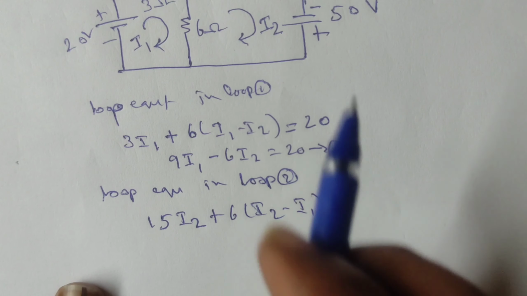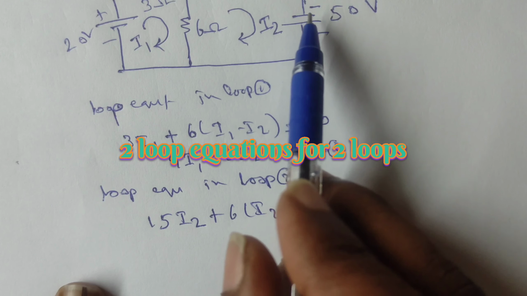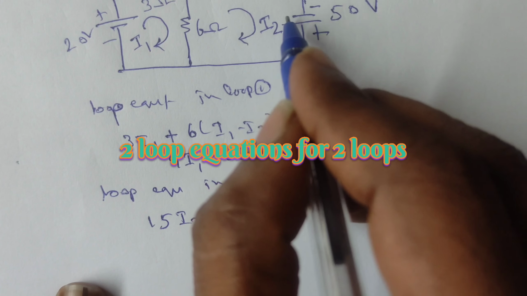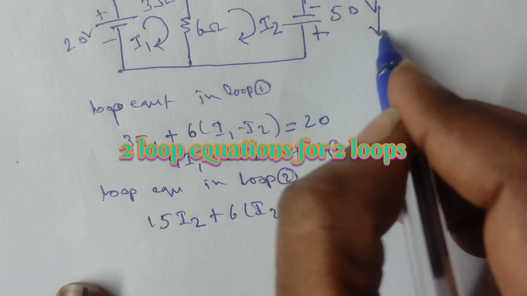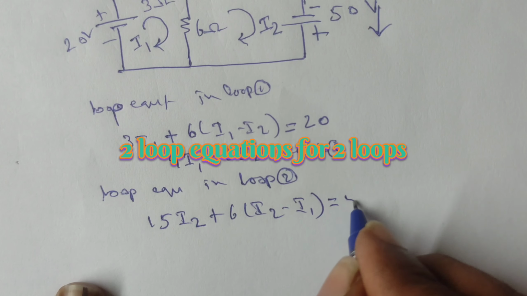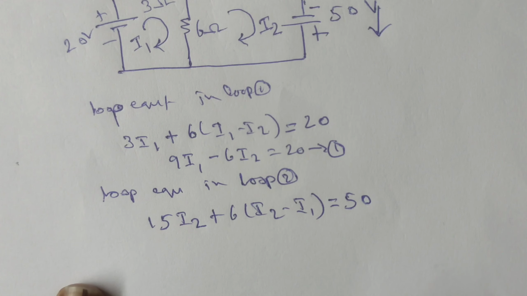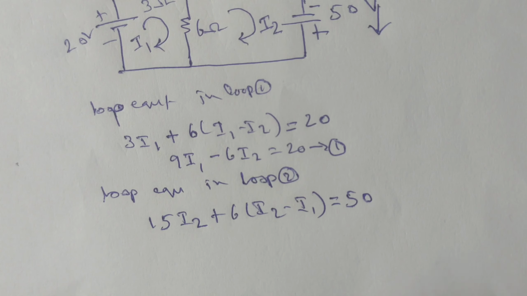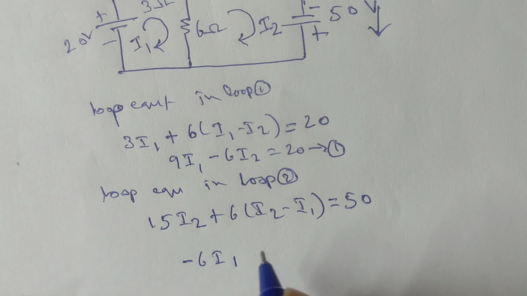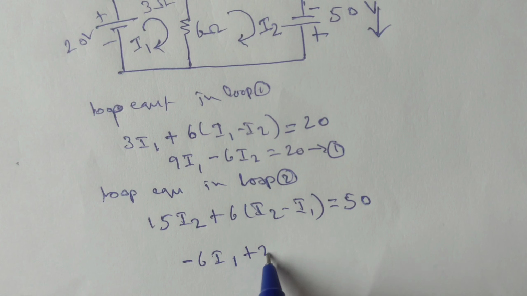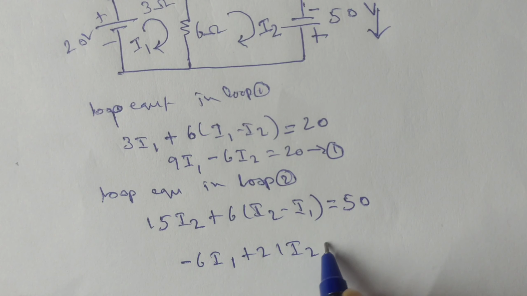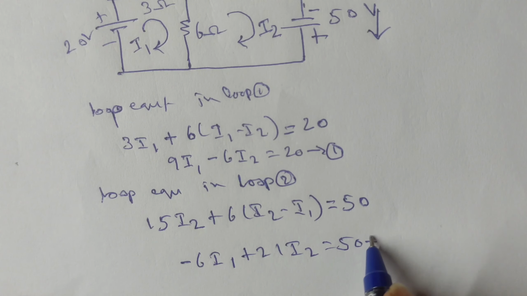Since here we have a source also, and the source direction is negative to positive, like the assigned direction, I am taking that as a plus value. Now after simplifying it, we get minus 6 I1 plus 21 I2, which is equal to 50. This is equation number 2.